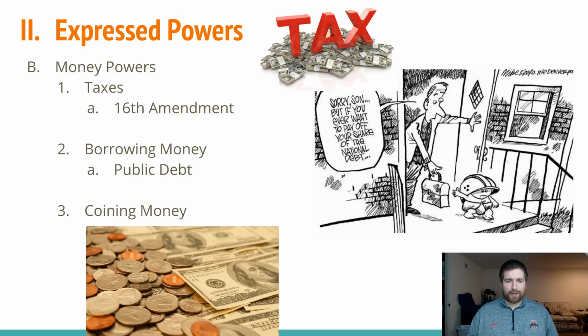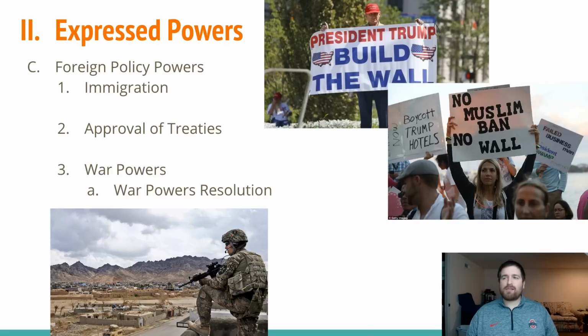The last express power we're going to care about are foreign policy powers, and there are three foreign policy powers that we're going to look at. First is immigration. So Congress may regulate policies regarding immigration to the U.S. by outside persons. In other words, people that want to come to our country from other countries, Congress passes legislation that sets the parameters for that process.